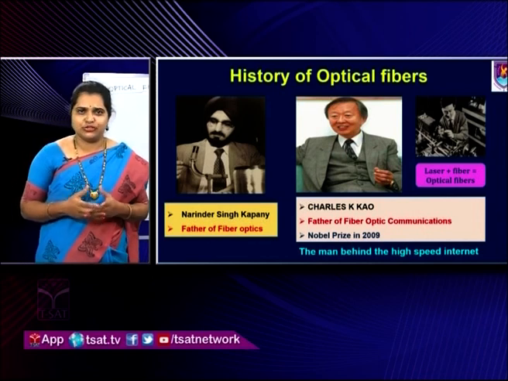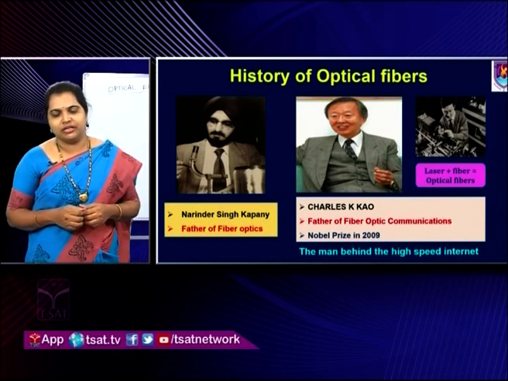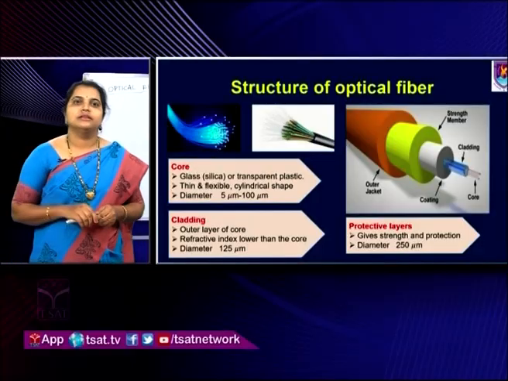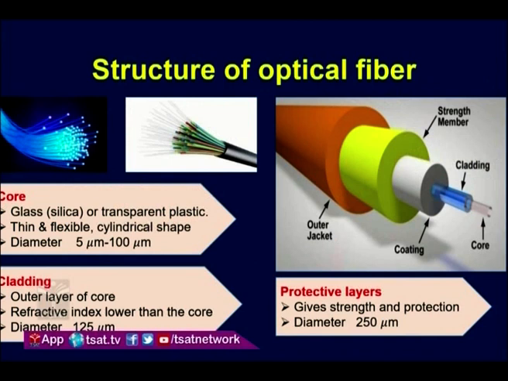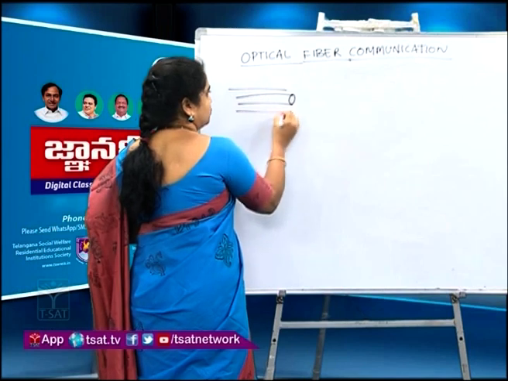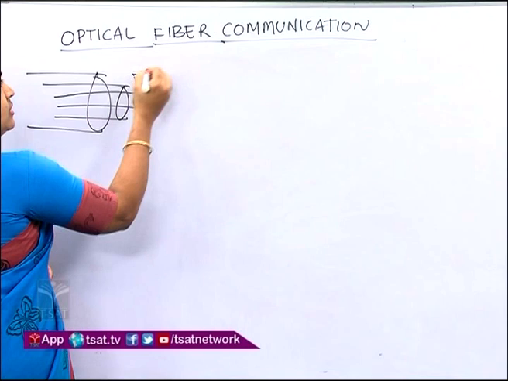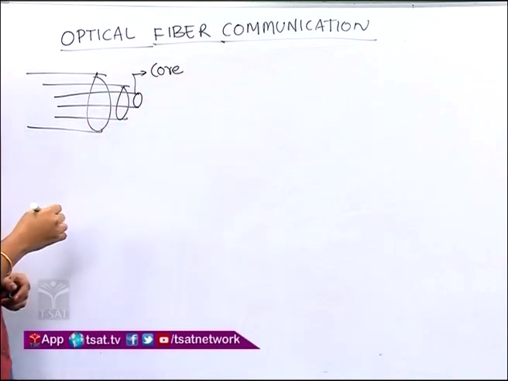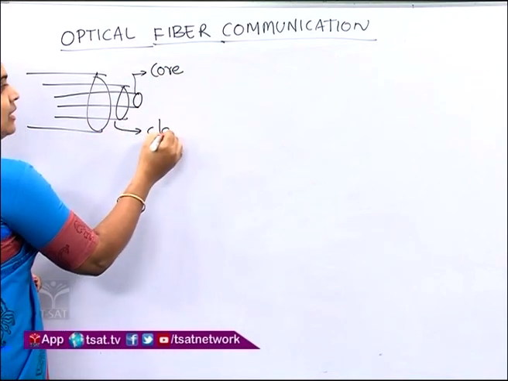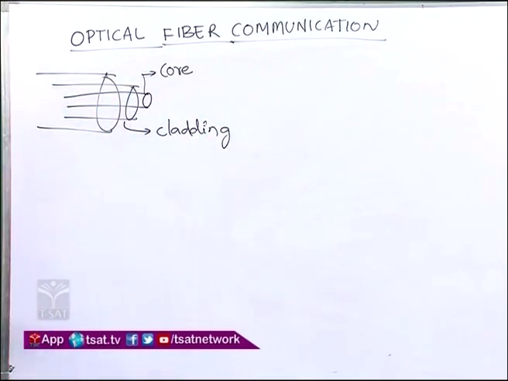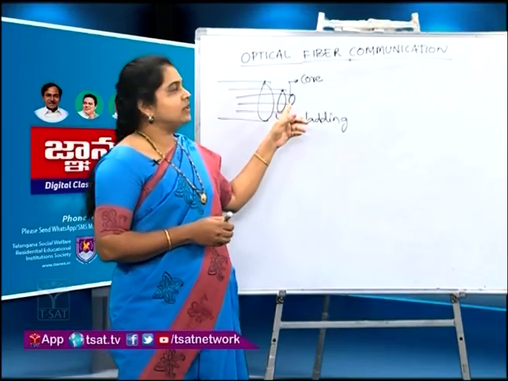What is the basic structure of these optical fibers? Let's look into it. See, the optical fiber consists of 5 layers. The innermost part is called the core, next is the cladding, and the remaining are all protective layers. What is this core? The innermost part is called the core.